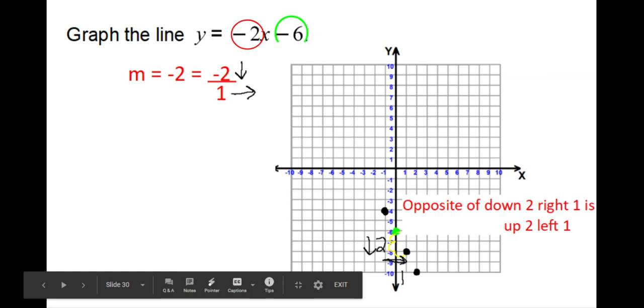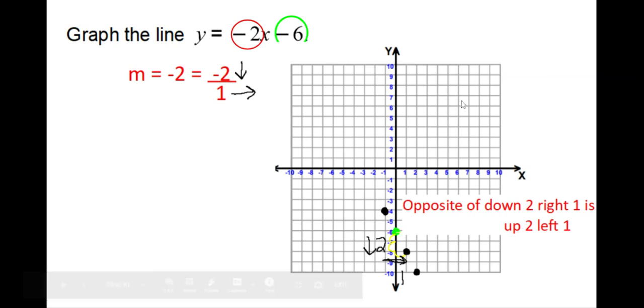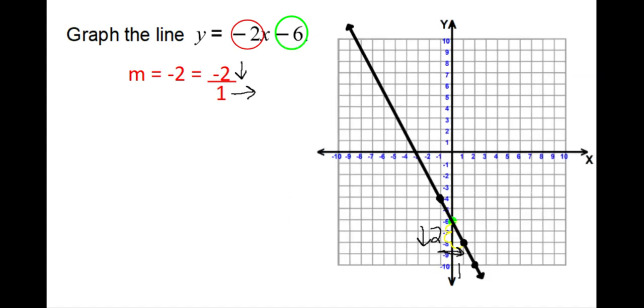So it's really important that you know how to reverse it because I know that some of your practice problems will require you to reverse it so that you have at least 3 points. So once I have my at least 3, this time I did 4. I draw my line through it again with arrows, and I'm done.